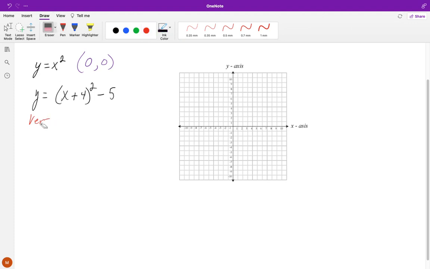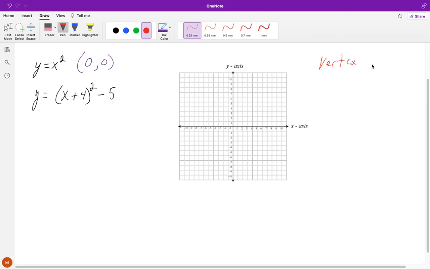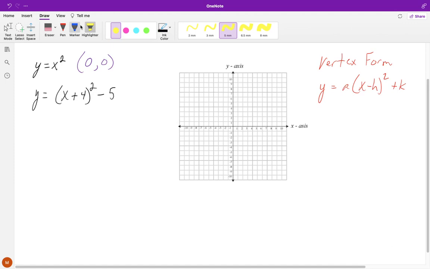Actually, let me write this over here on this side. This is in vertex form. And in vertex form, we see our equation as y is equal to a times x minus h squared plus k. So this is one of the ways that it can be written. Remember, this h is telling us our horizontal shift, so how we're moving horizontally, and our k is telling us our vertical shift. Our a is telling us whether we're reflecting or whether we're being stretched or compressed.